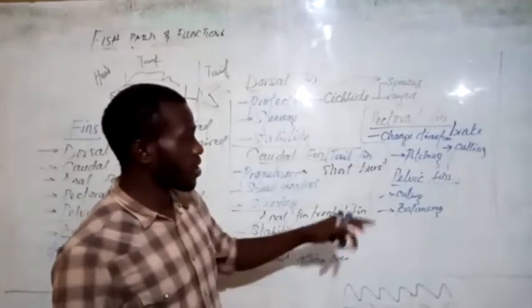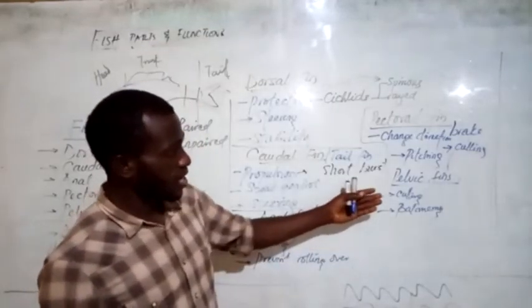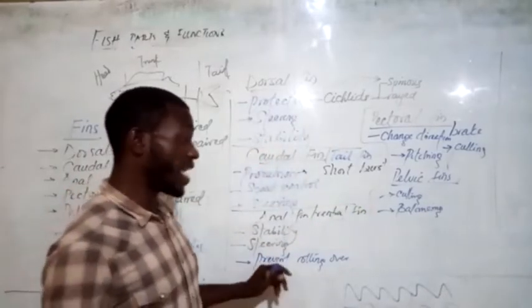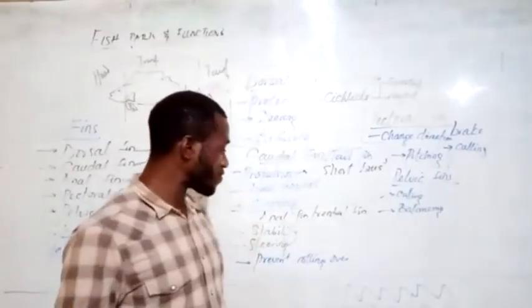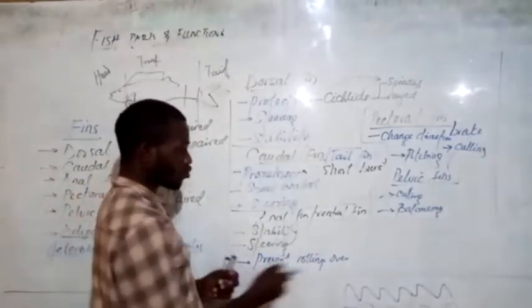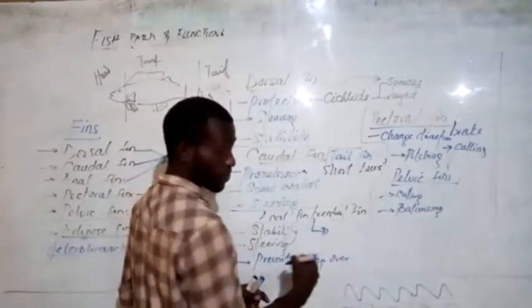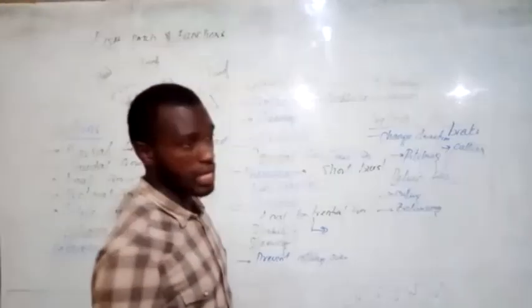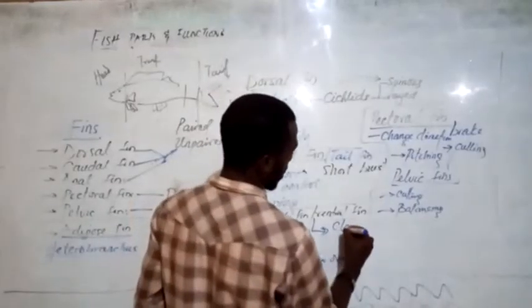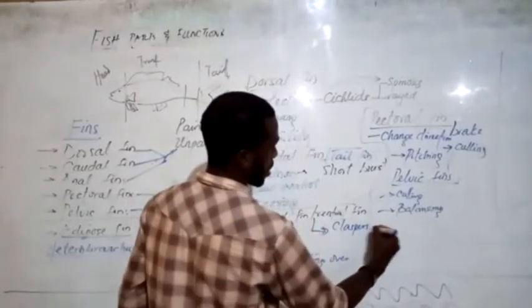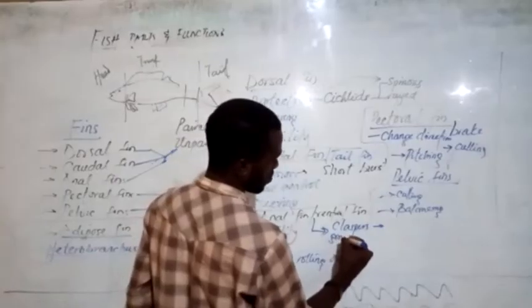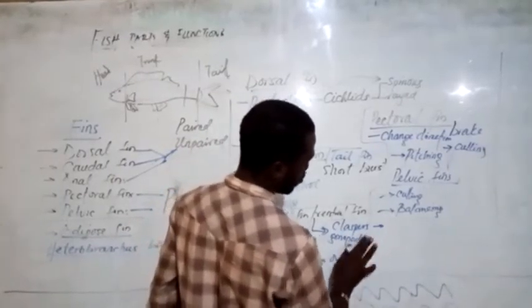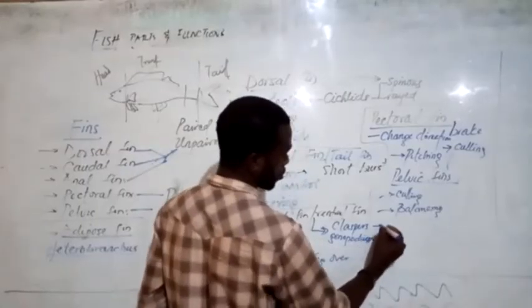The anal fin in some fishes has some modification. In fishes like the shark, it is modified into claspers. And in some other fishes, it is modified into what is called the gonopodium. Now both of these are used during reproduction.